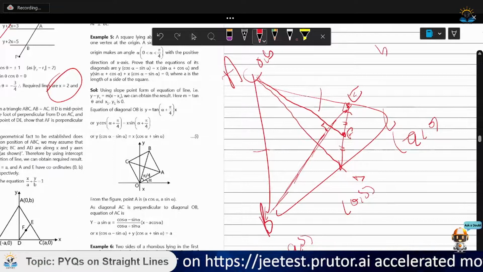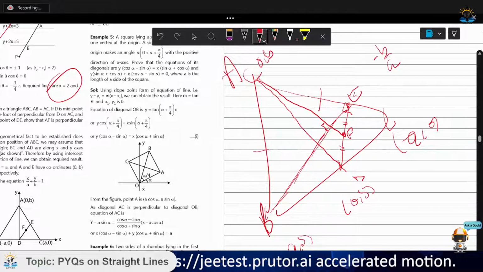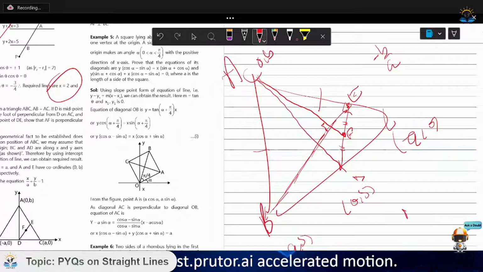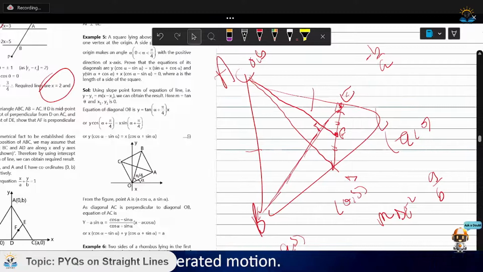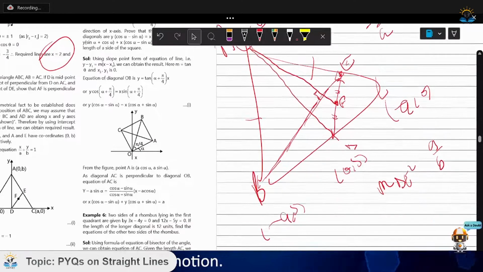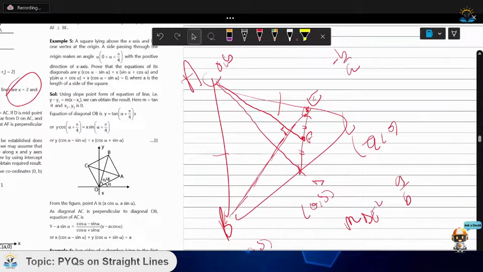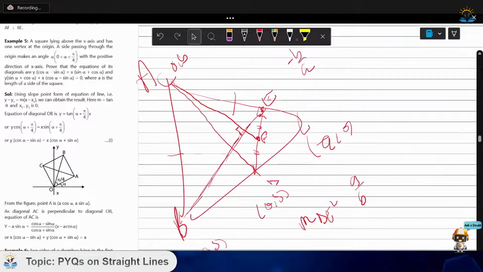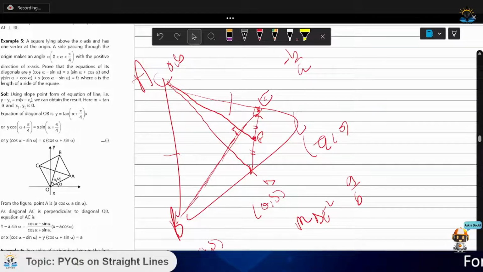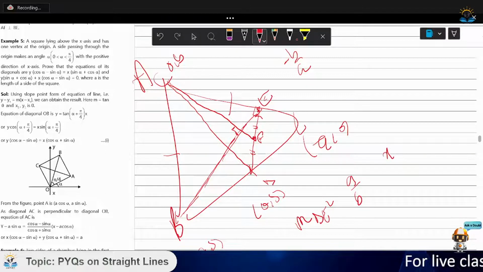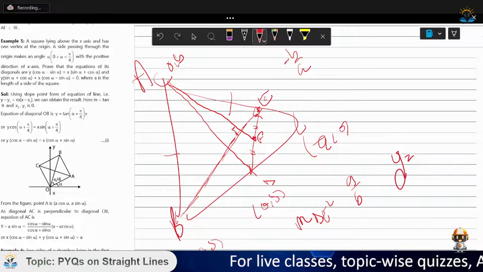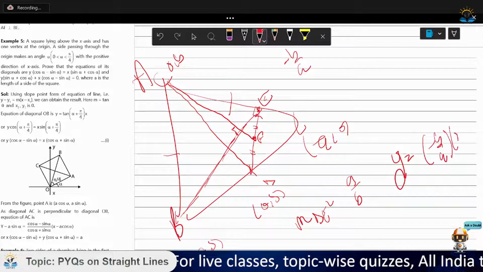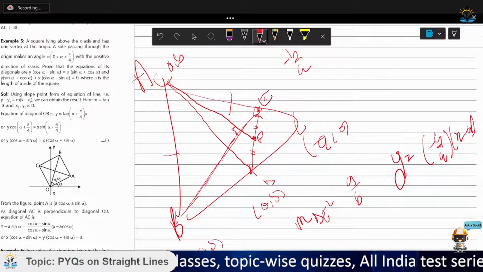So slope here is b by a minus of. So यहाँ जो डी का स्लोप होगा वो होगा a by b, right? So the equation is y minus 0 is equal to minus b by a times x minus a. This is the equation of the line AC.